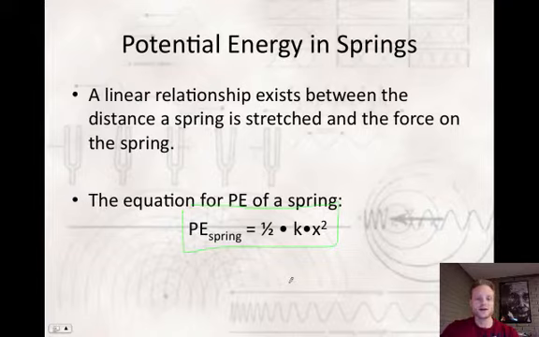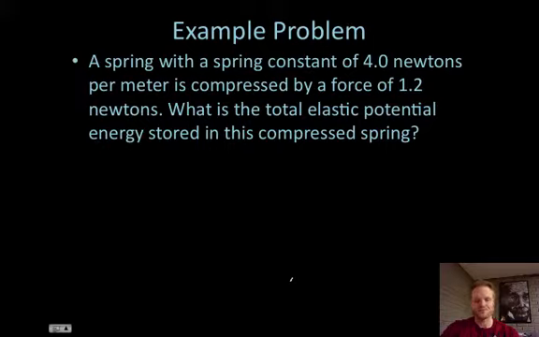So let's do some example problems using this equation. It says a spring with a spring constant of 4 newtons per meter is compressed by a force of 1.2 newtons. What is the total elastic potential energy stored in this compressed spring? Okay, so as always, I recommend drawing a picture.